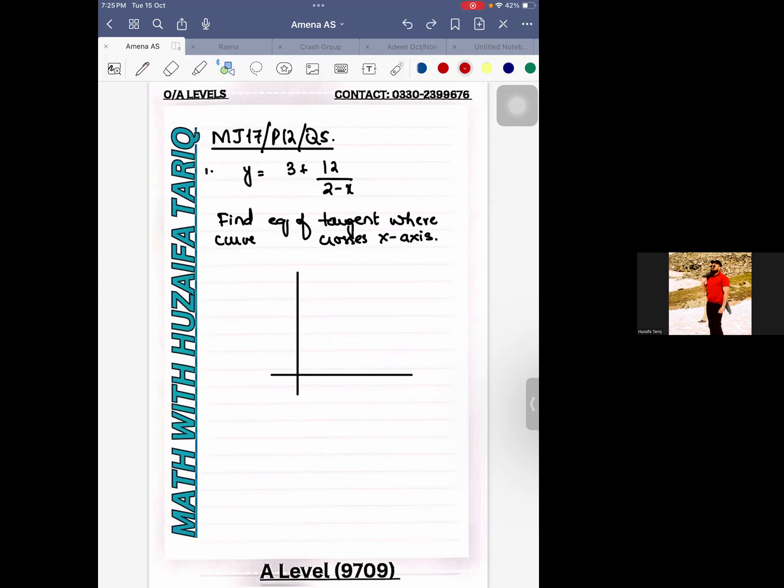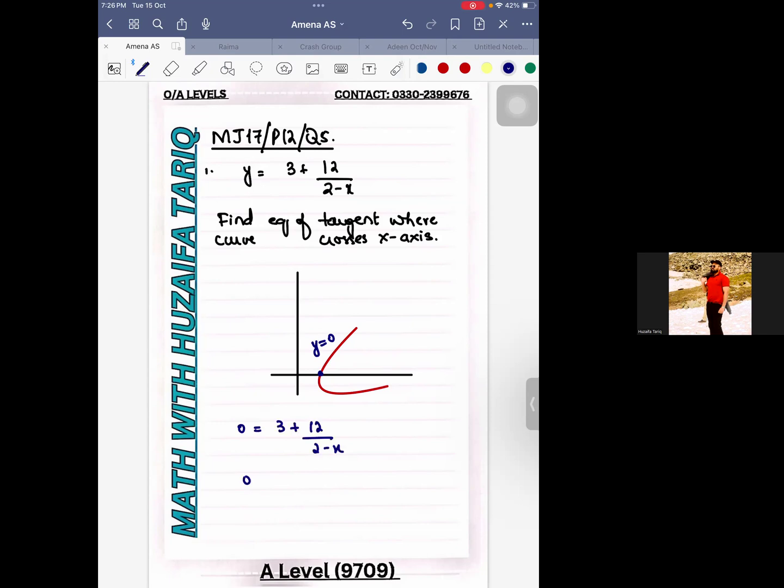ये हमारे पास जो है वो एक कर्व हो जाएगा, and it's crossing x-axis at a point, and you know कि whenever a curve or a line touches or crosses the x-axis, that means the coordinate on the main x-axis, the value of y will be 0. Yes. So if we substitute value of y as 0 in the main equation, it will be 0 equals 3 plus 12 upon 2 minus x.